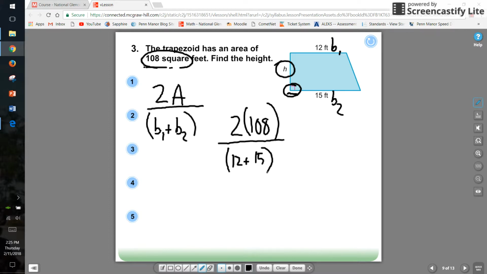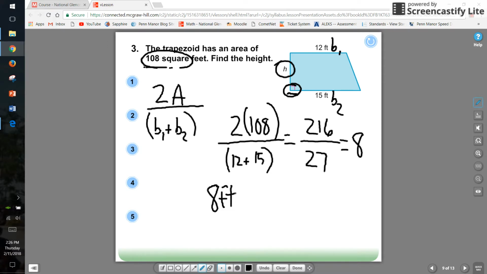We're going to need a little bit of help on this one. All right. Step 1, 2 times 108 equals 216. And if I add 12 plus 15, what do I get? 27, right? So now my problem says, okay, 216 divided by 27. Let's divide that by 27. Should come out to a whole number, and it does. And that equals 8. I'm going to give it a label. It's 8, and it's feet.